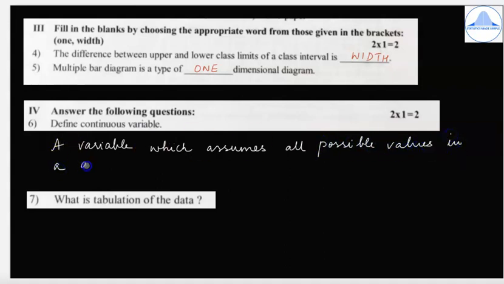So a variable which assumes all possible values in a given range is called a continuous variable.